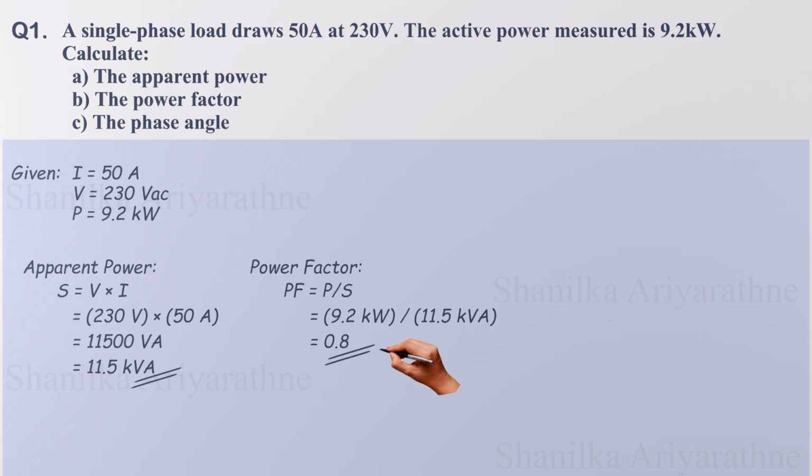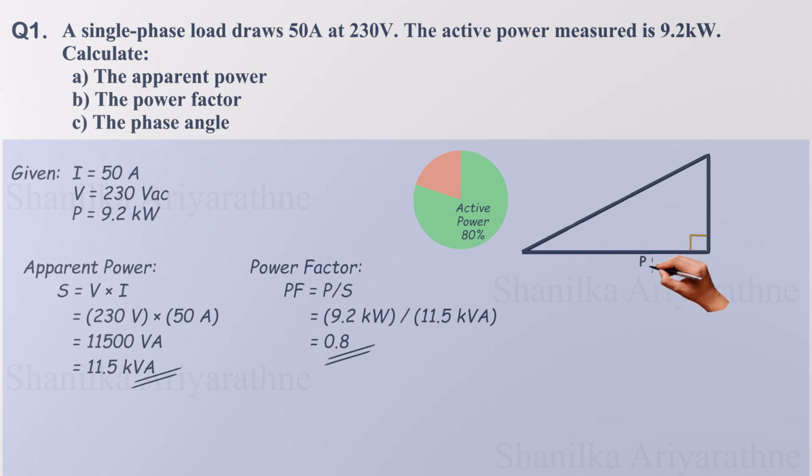This 0.8 power factor tells us something crucial. Only 80% of the power delivered to our system is doing useful work. The remaining 20% is handling the reactive components in our circuit. We can draw the power triangle for this system.